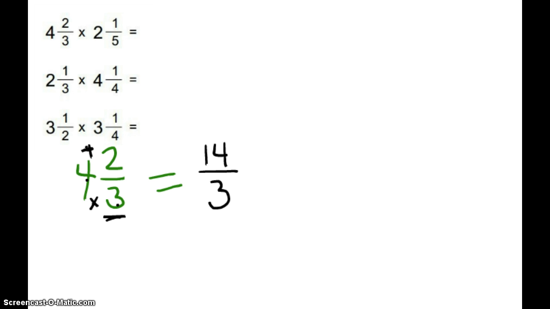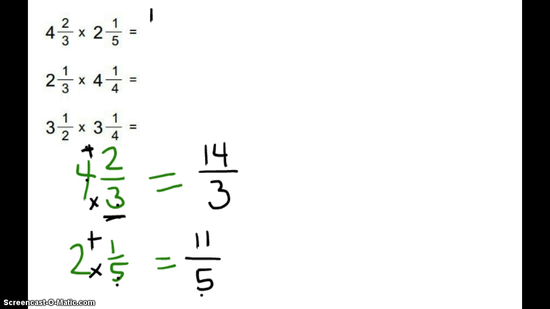So let's take the first fraction, 4 2/3, and let's convert it to an improper fraction. You're going to start with your denominator, multiply it by your whole number, and then add the numerator. So 3 times 4 is 12, plus 2 is 14, and then our denominator stays the same. All right, and then let's take 2 1/5 and do the same thing. So we're going to say 5 times 2 is 10, plus 1 is 11/5. So our denominators stay the same.